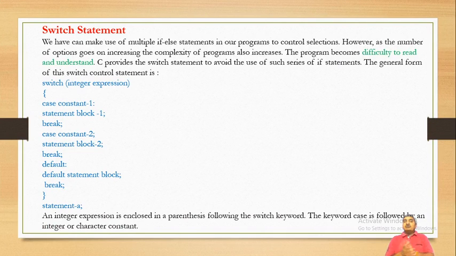We can make use of multiple else if statements in a program to control selection. But if there are a number of else if statements, it increases the complexity and it is difficult to read and understand such a program. C provides the switch statement to avoid the use of such a series of if statements.